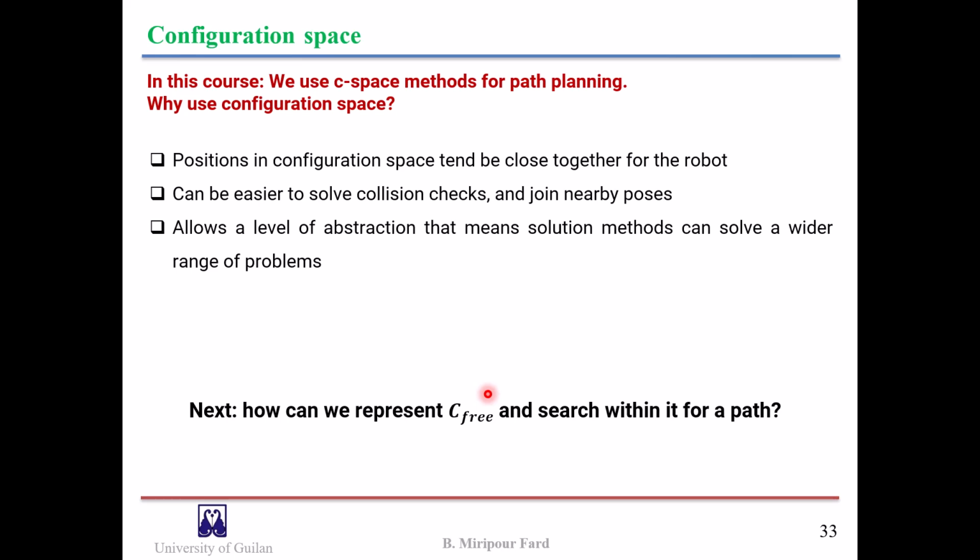Why do we use this space for path planning? Positions in configuration space tend to be close together for the robot, and it can be easier to solve collision checks and join nearby poses in the configuration space. And this approach allows a level of abstraction that means solution methods can solve a wider range of problems. So next, in this lecture, we will talk about how we can represent C-free and search within it for a path.